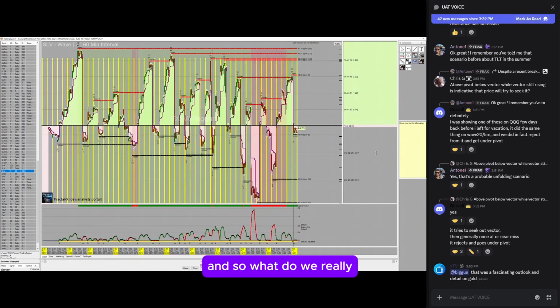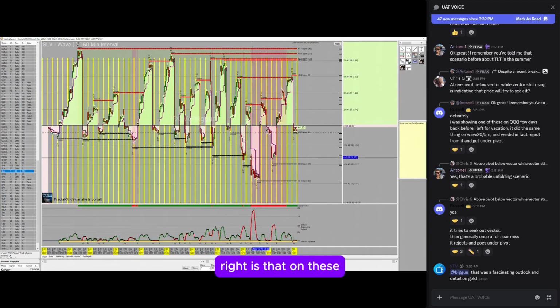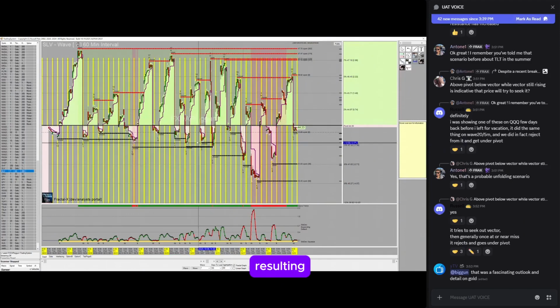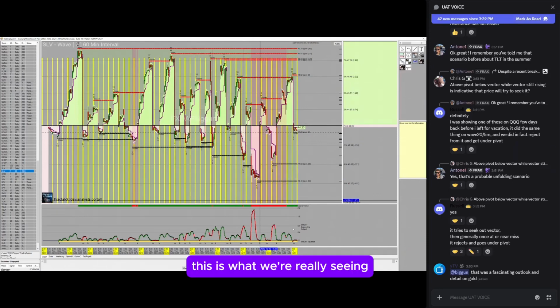And so what do we really see? What is the correlation, is it 50-50 bullish bearish in terms of that volatility? It's more so that we can just see the bulge of volatility resulting from this point here to here. Look at our standard deviation. This is what we're really seeing with VXSLV. And so this means silver volatility is potentially rising again.